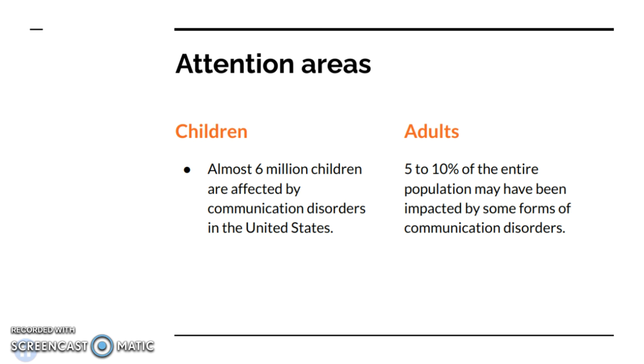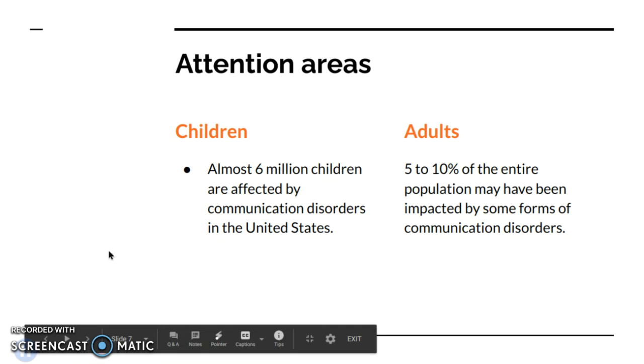As for the population at risk, children between newborn and 5 years old are at high risk of communication disorders. Almost 6 million children are affected by communication disorders in the US. And for adults, 5 to 10% of the entire population may have been impacted by some form of communication disorder.